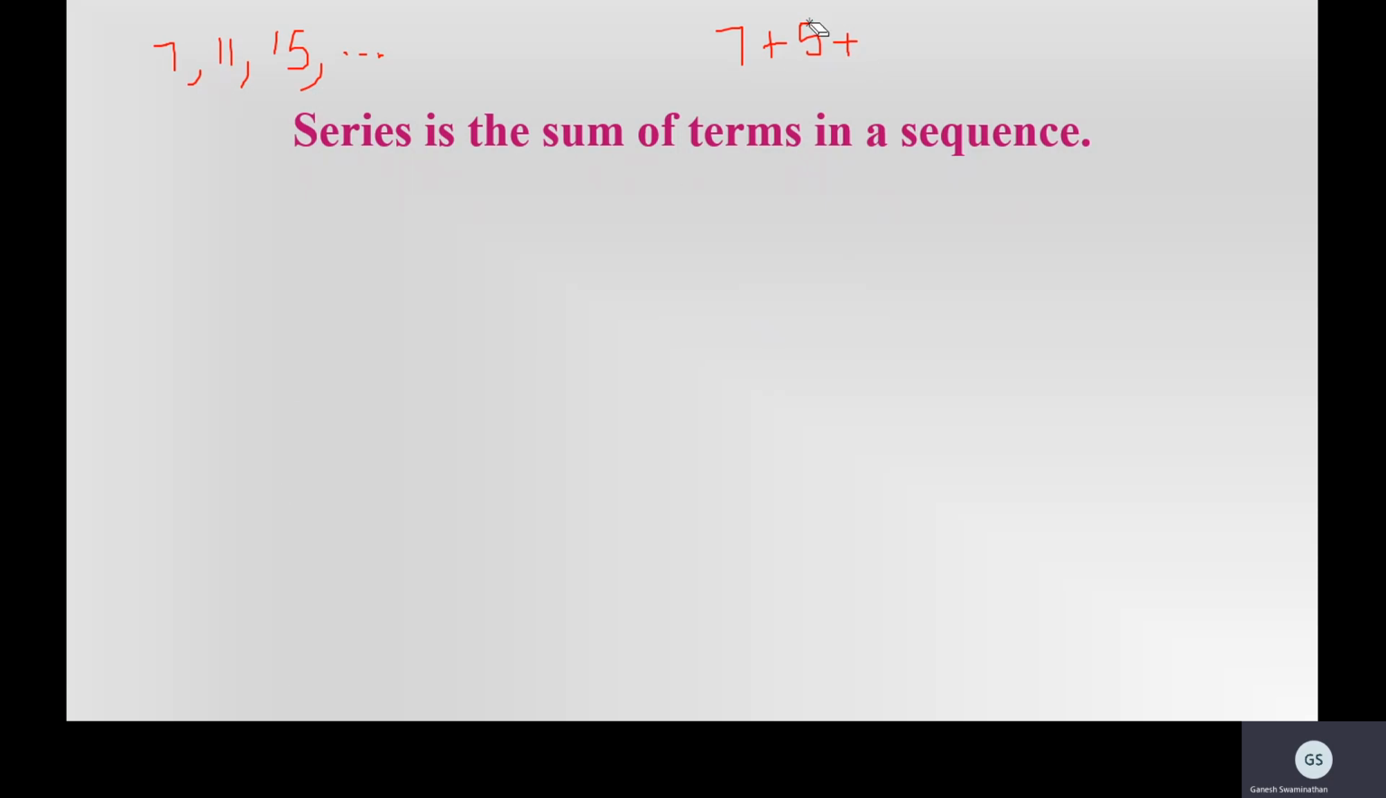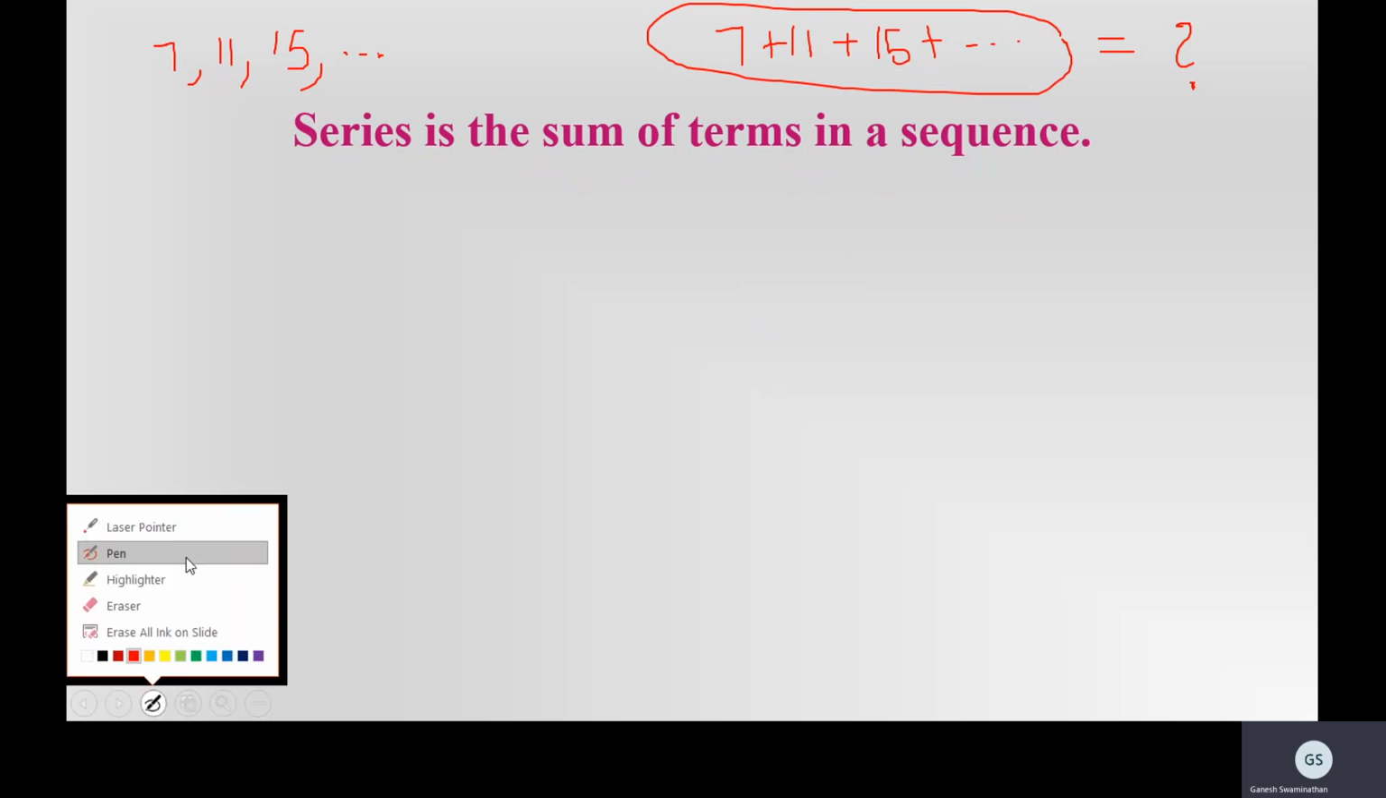I think I wrote 5 by mistake. Let me correct it. It is 7, 11, and 15. It keeps going and going. So this is what we call a series, and the sum of the series is nothing but one particular value. We are going to discuss how to find that, in what context it is good to find, and different other questions that we are going to go through.